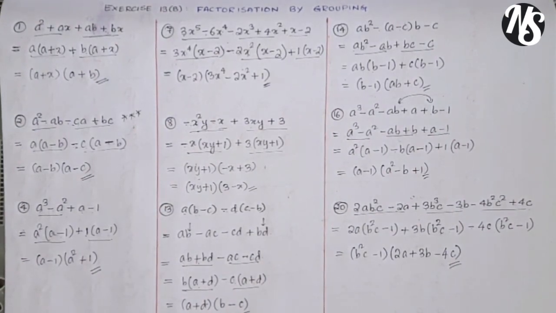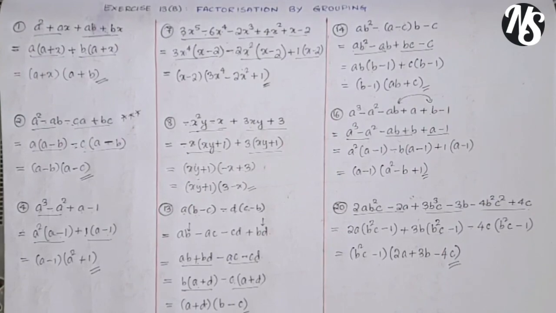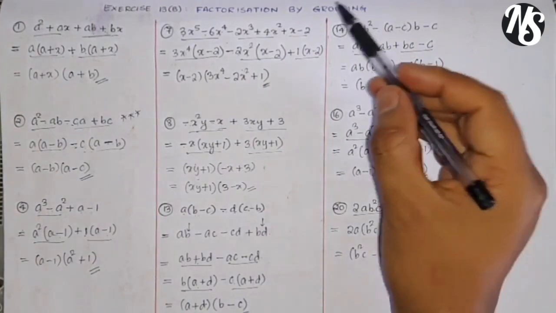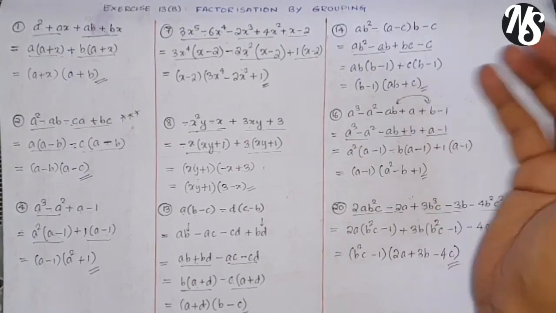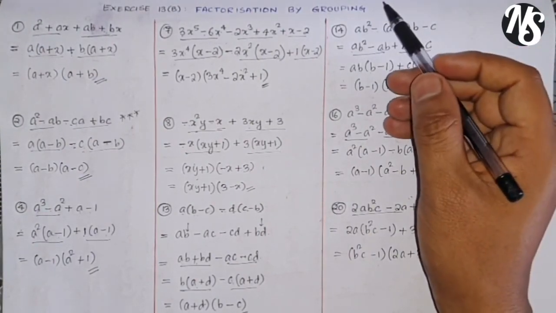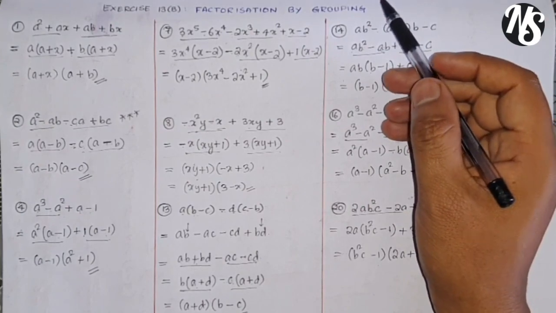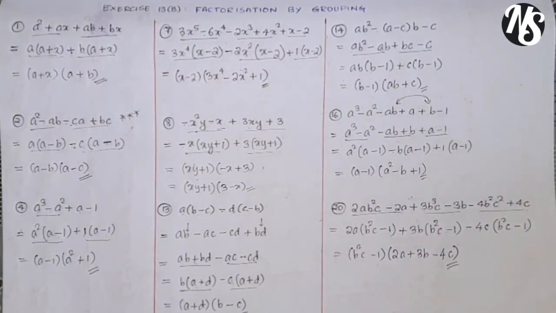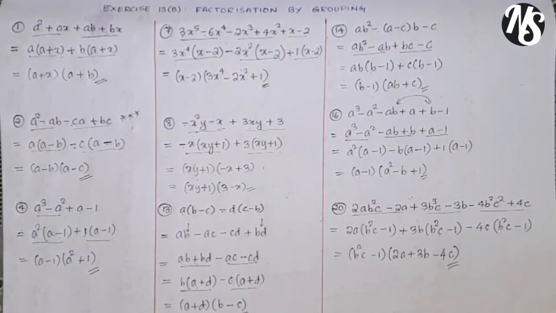Okay, so with this we close this particular exercise. I hope the concept of factorization by grouping is clear to you. Here also we have made use of the first exercise where we factorized by taking out the common factors. Okay, so with this we close.